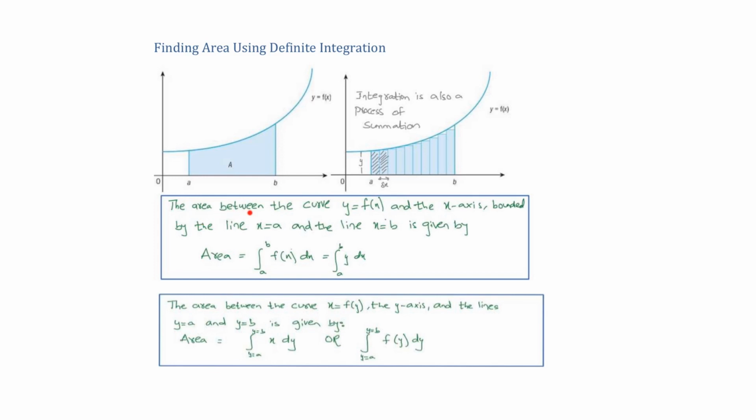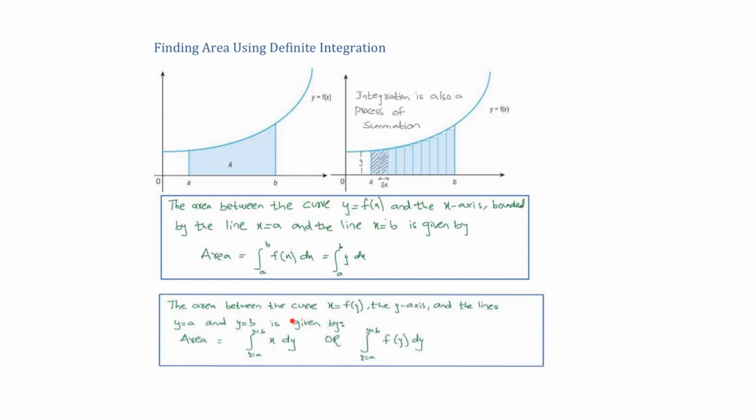So if you are asked to find the area between the curve y equals f of x, where f of x is a function of x, and the x-axis bounded by the line x equals a and the line x equals b, the area of this region is given by the integration of this function with lower limit a, upper limit b, and you will integrate it with respect to dx. Okay, so this is how you can write it, and then the following integration process will follow.